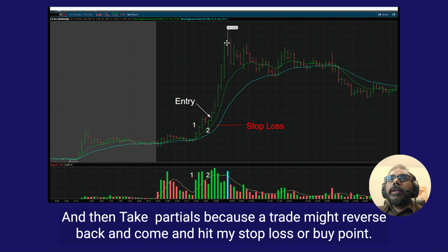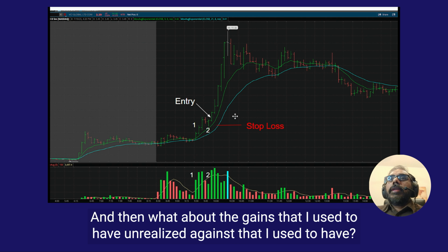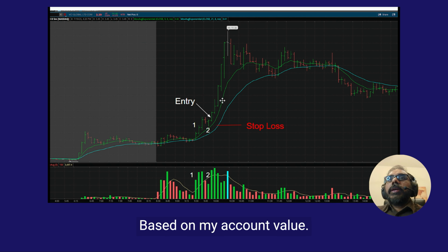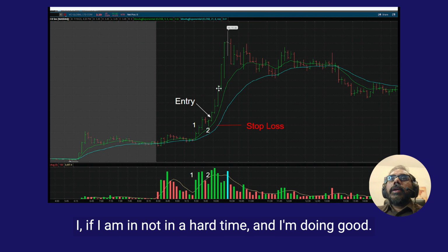I don't want to wait all the way and then take partials, because a trade might reverse back and hit my stop loss or buy point, and then whatever gains I used to have, unrealized gains, I might not lock in anything based on my account value.